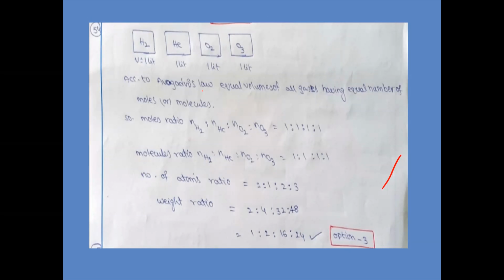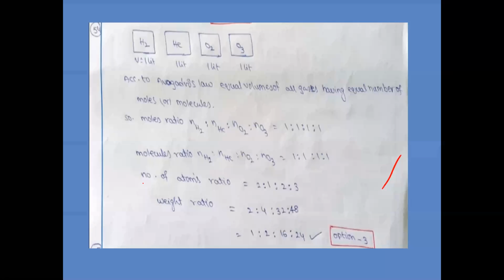According to Avogadro's law, equal volumes of all gases have equal number of moles and equal number of molecules. This is Avogadro's law statement. According to that, all are having same volume, therefore same moles will be there. When moles are same, molecules also will be same. Molar ratio, molecular ratio will be same when volumes are same.